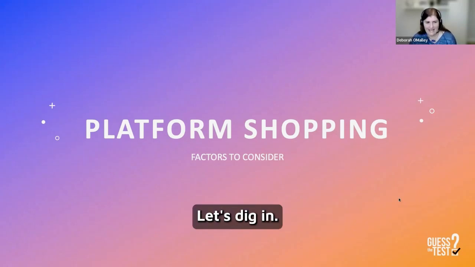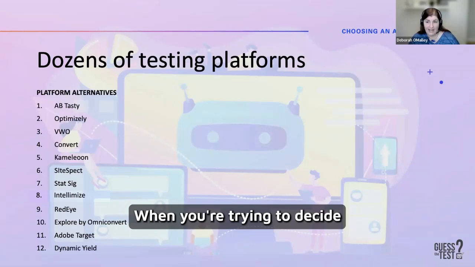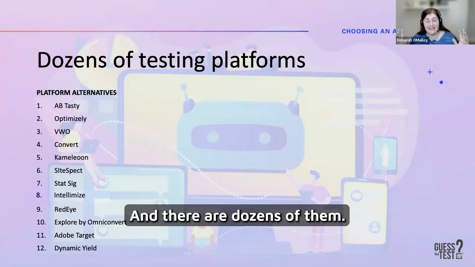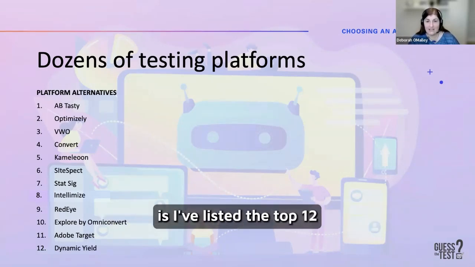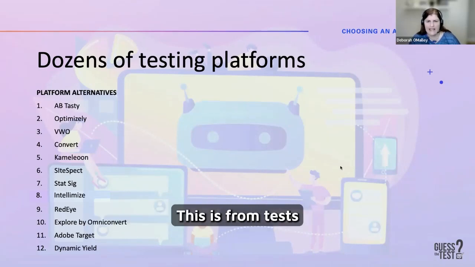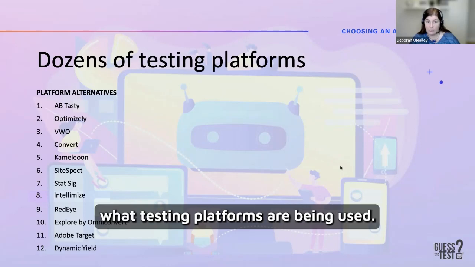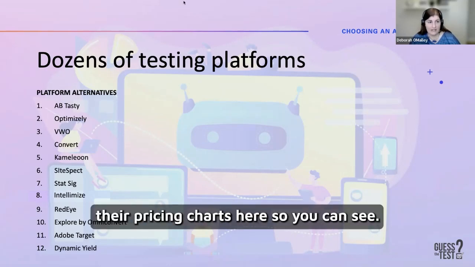Let's dig in. When you're trying to decide on an optimized alternative, the first thing you need to do is figure out what the alternatives are. And there are dozens of them. So what I've done here is I've listed the top 12 most common platforms that I've seen. This is from tests that I've seen submitted to the site that I run, GuessTheTest, and it's from looking at what testing platforms are being used. I'm just going to show you their pricing charts here so you can see.